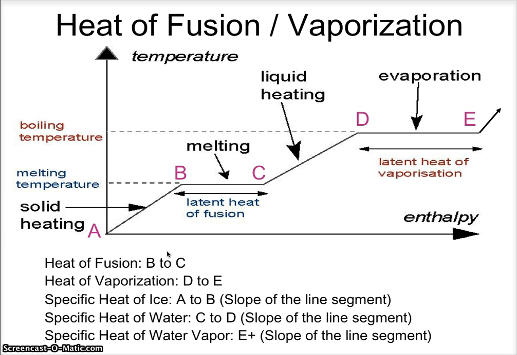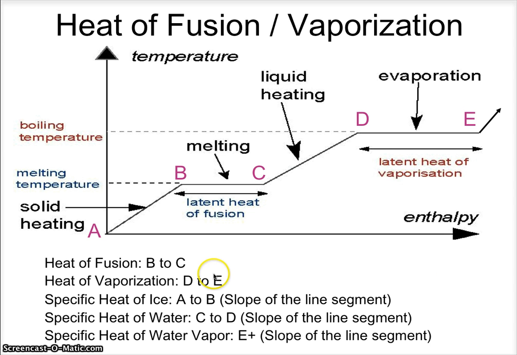Okay, so now here we have the summary of the graph that you should know, labeled A to B, B to C, C to D, D to E, and E on. This will show you what's going on with the graph and the specific phases that this substance is undergoing. So you can look at the summary and fill in your notes a little bit better.